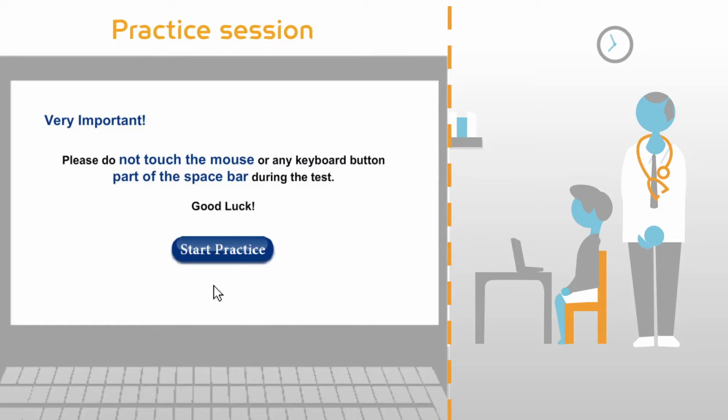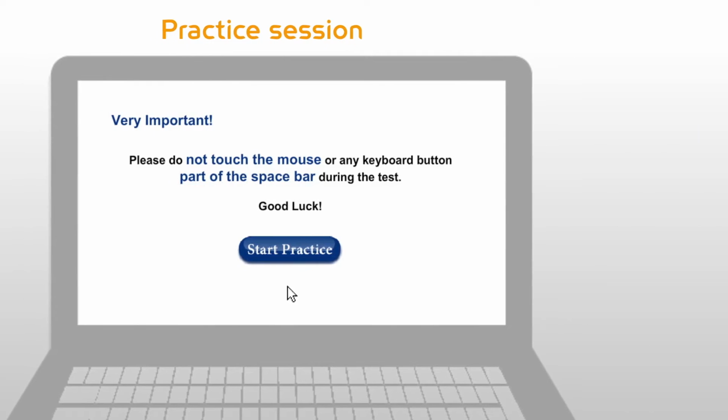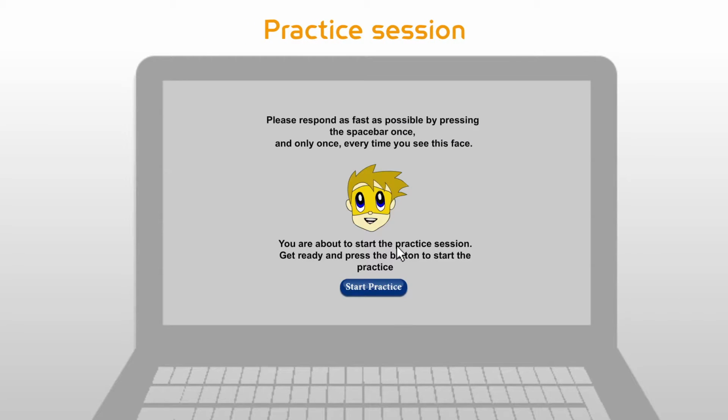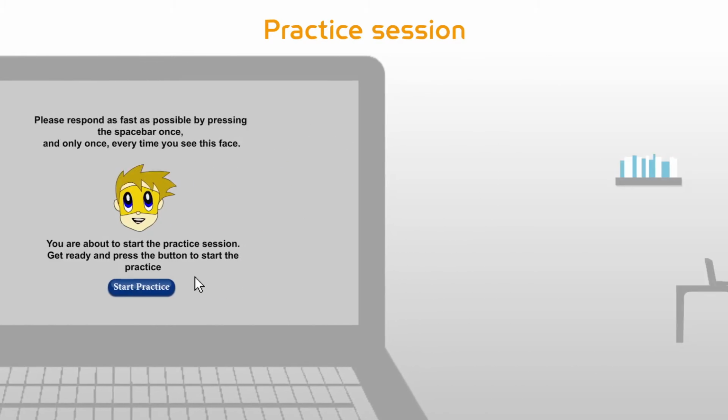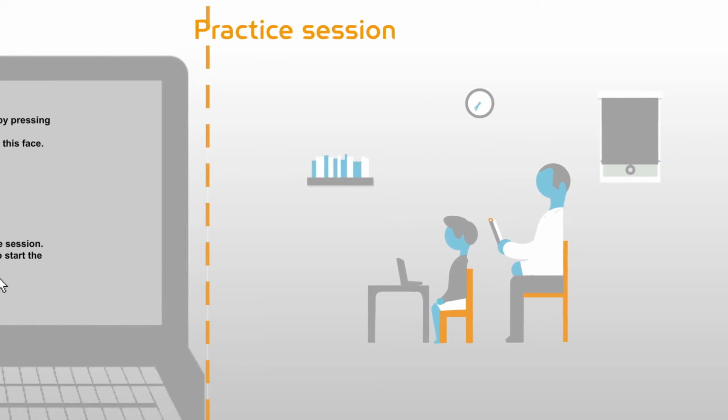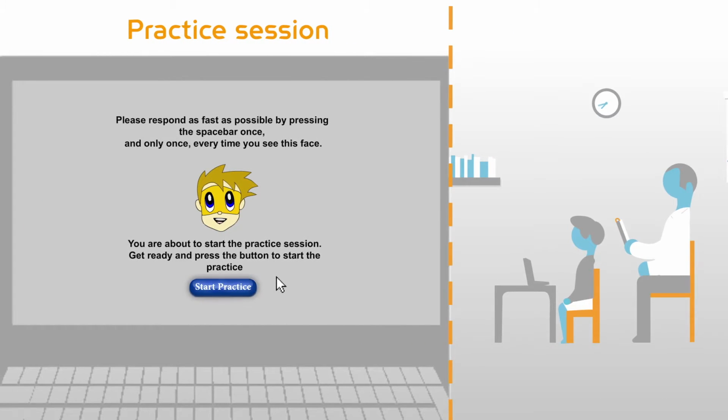The next step is practice. The purpose of the practice is to familiarize the patient with the different test stimuli and ensure that the patient clearly understands the task. The instructions for the practice are identical to those used in the clinical test. As the examiner, you should introduce and explain the test's instructions. Remain seated next to the patient throughout the practice test. After you give the instructions, use the mouse to click on the Start Practice button.